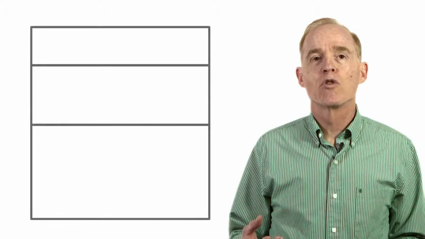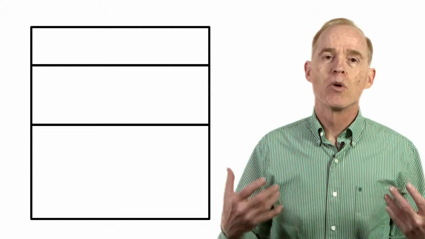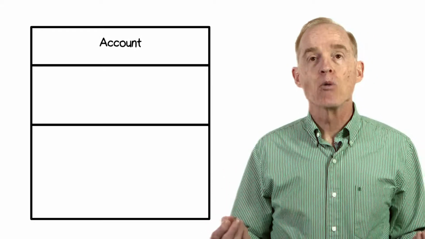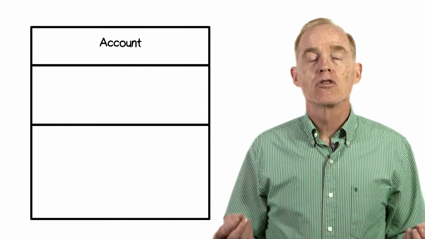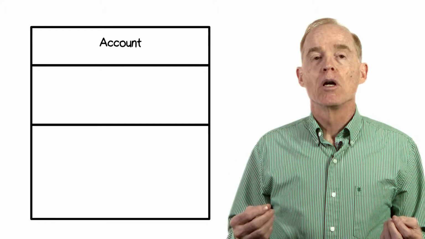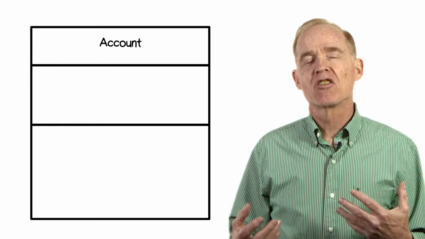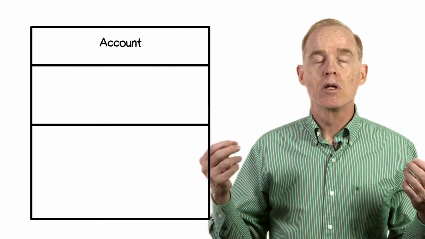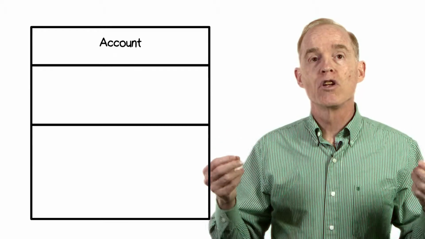Recall that a class description in UML has a rectangle with 3 boxes. The top box is the name of the class. Here we're going to call it account. The middle box has any attributes of that class. And here the attribute that makes sense is some history of the user's transactions, the withdrawals and deposits.